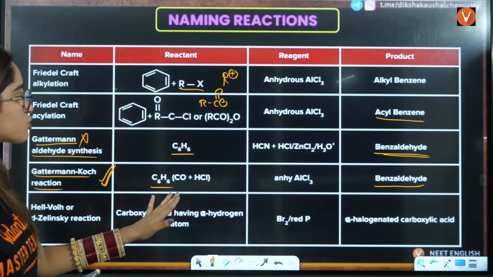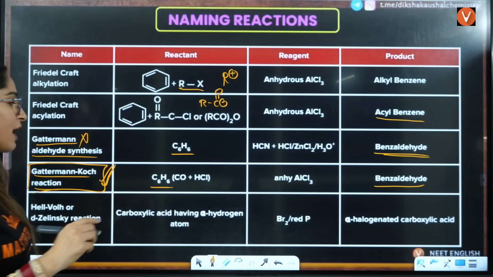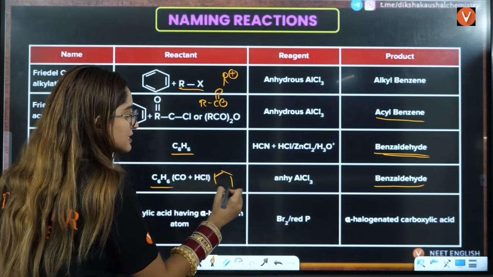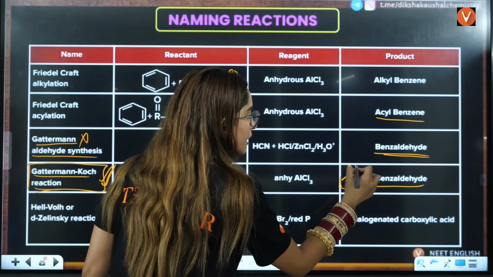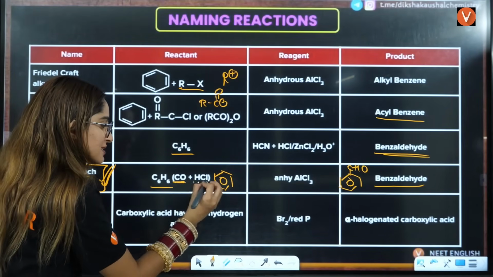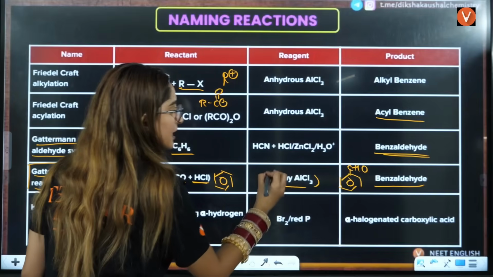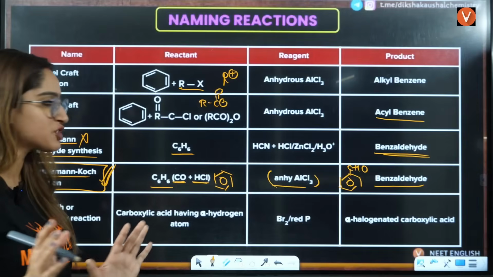But directly also you should know this is called Gattermann-Koch reaction, which is a very, very important reaction. When you have benzene, that is directly converted to benzaldehyde, same thing, but here you have the reagents that is CO, HCl and anhydrous AlCl3, right? That is quite similar to Friedel-Crafts acylation, right?